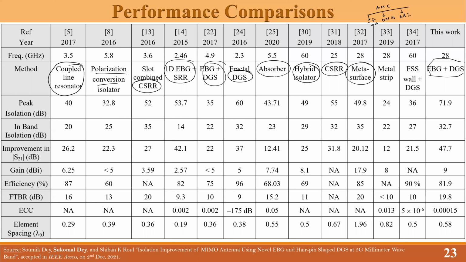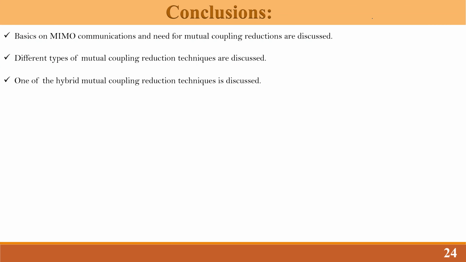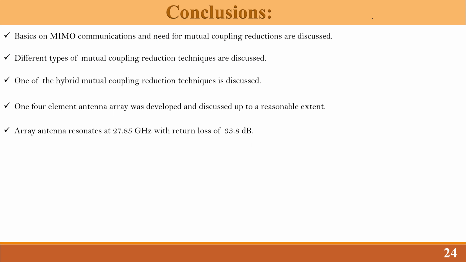Now, with this, I would like to conclude. Here we have discussed different methods of mutual coupling reduction. You know why you need mutual coupling reduction for MIMO applications. Once your antenna is ready, you can check how to improve the data rate by increasing the number of elements in the array. We also discussed the element array performances.